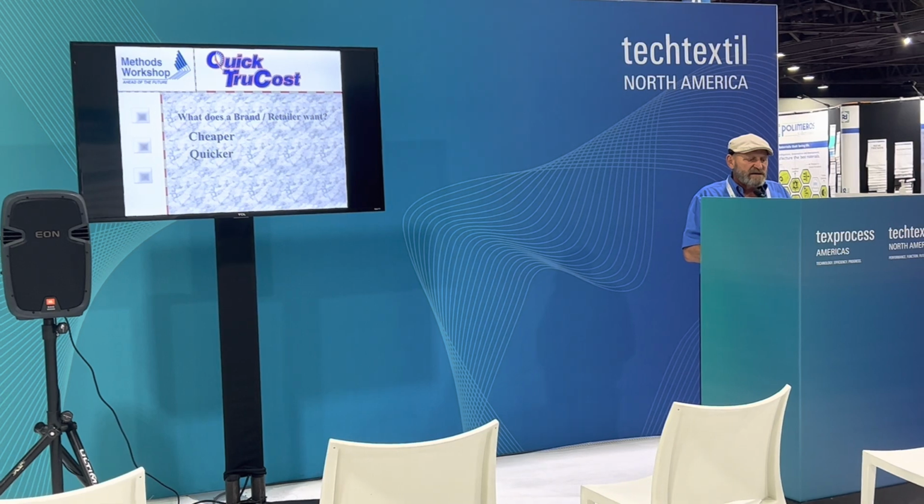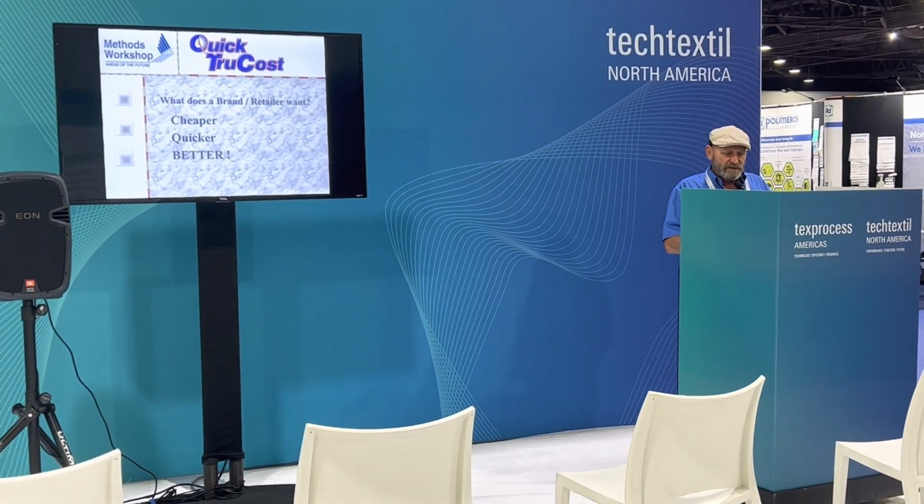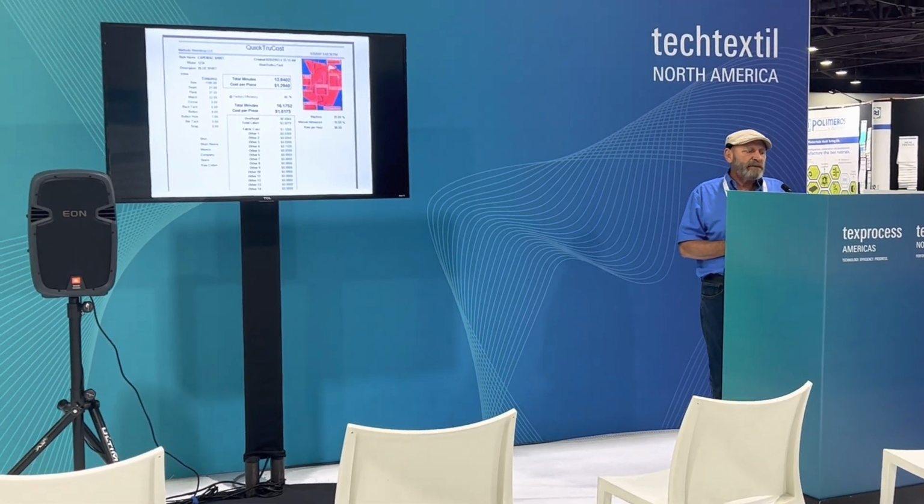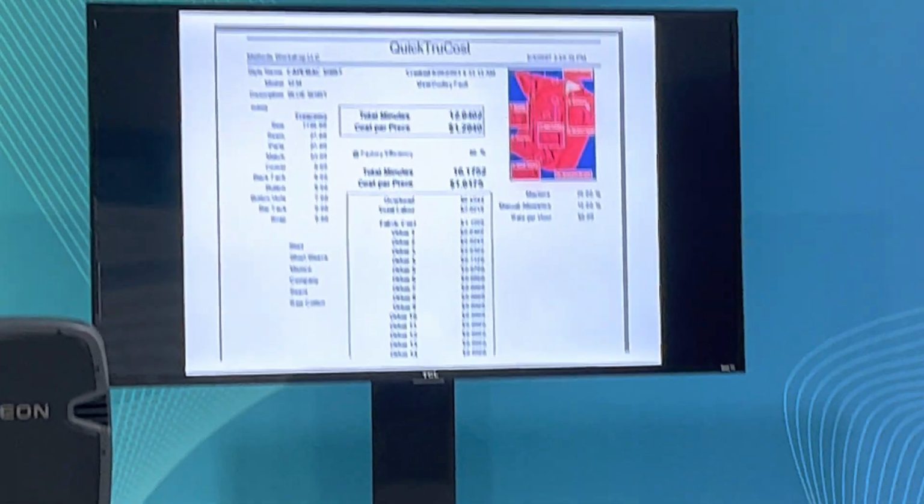So let's just say you have a brand retailer, what do they want? They want it cheaper, they want it quicker, they want it better. So here's an example of what our system does and how it works.